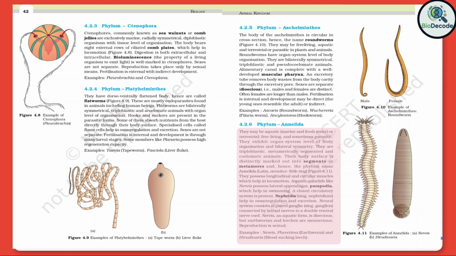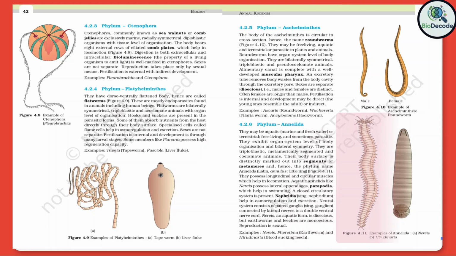Aquatic annelids like Nereis possess lateral appendages, parapodia, which help in swimming. Closed circulatory system is present. Nephridia (sing. nephridium) help in osmoregulation and excretion. Neural system consists of paired ganglia (sing. ganglion) connected by lateral nerves to a double ventral nerve cord. Nereis, an aquatic form, is dioecious, but earthworms and leeches are monoecious. Reproduction is sexual. Examples: Nereis, Pheretima (earthworm), and Hirudinaria (blood-sucking leech).